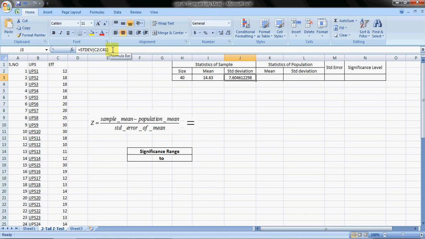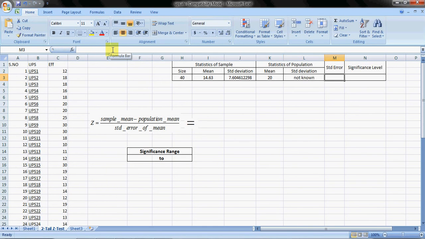Now the statistics of the population. The mean is the claim that the executive has made of the UPS company. What he said is that the average backup of every UPS manufactured in this company is 20 minutes. So here we'll say the mean of the population is 20. The standard deviation, as the population is very large, is not known.